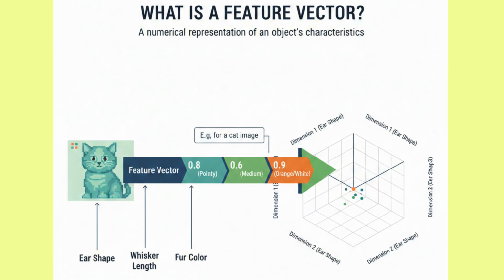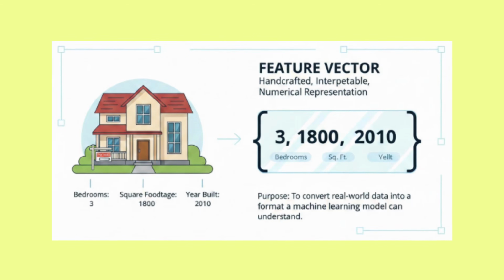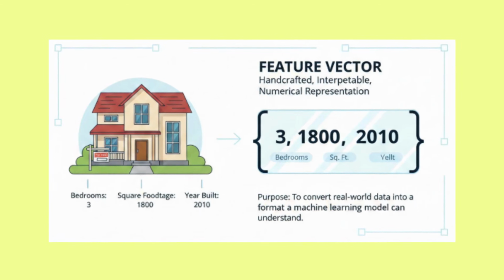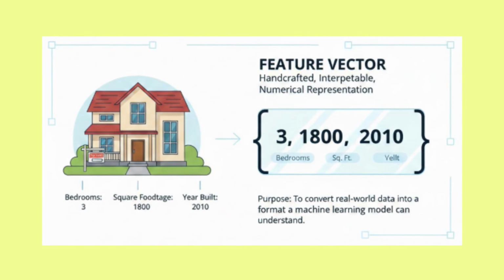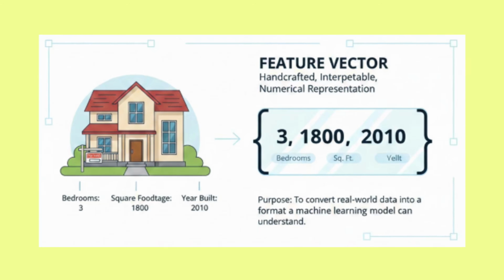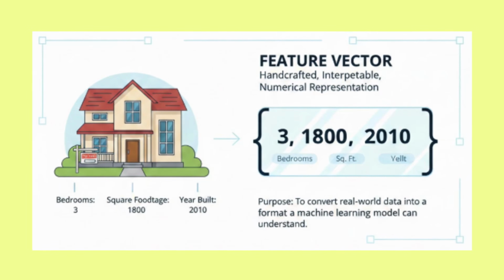They are often sparse and high-dimensional, and their meaning is directly interpretable. So their purpose is to convert real-world data into a format a machine learning model can understand. For example, for a house, the feature vector might be [3, 1800, 2010], where the numbers represent the number of bedrooms, square footage, and the year it was built in, respectively.